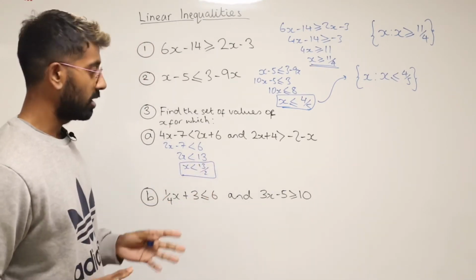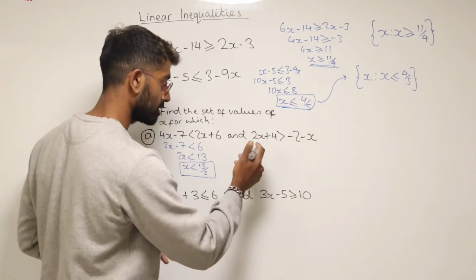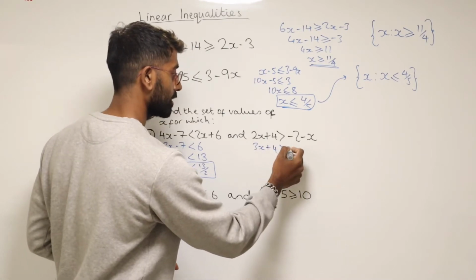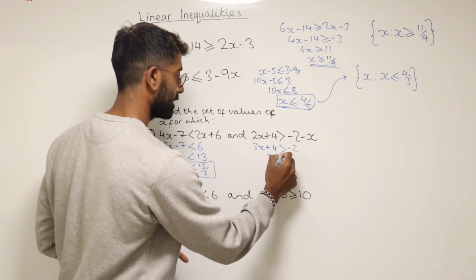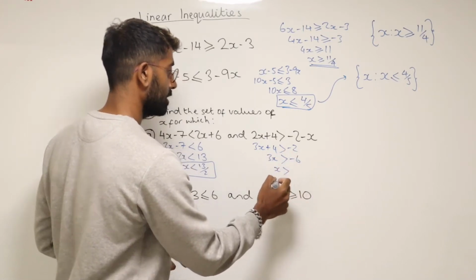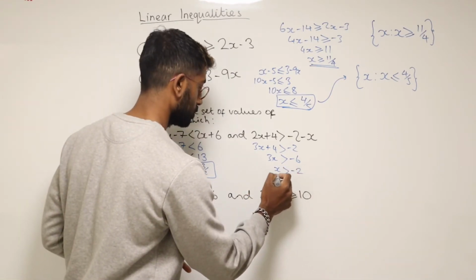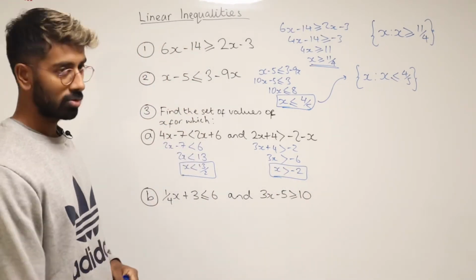So we've got one of our inequalities solved. Now let's go and solve the next one. So we'll take the minus x to this side. So we'll have 3x plus 4 is greater than minus 2. Subtract the 4 over to there. So we've got 3x is greater than minus 6. Then divide by 3. So x is greater than minus 2. Okay, fab. So we've got our two answers.